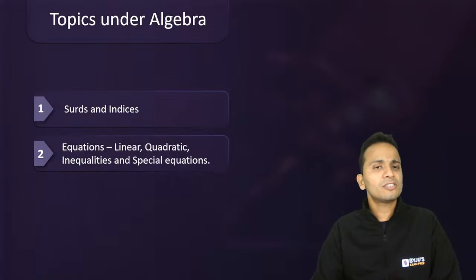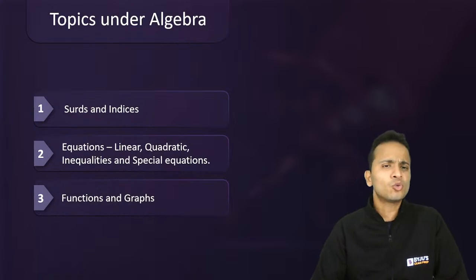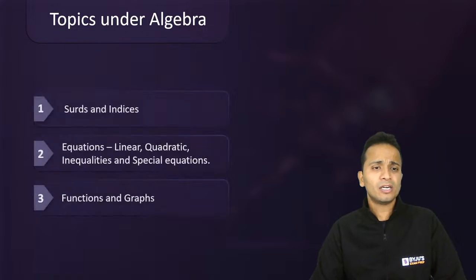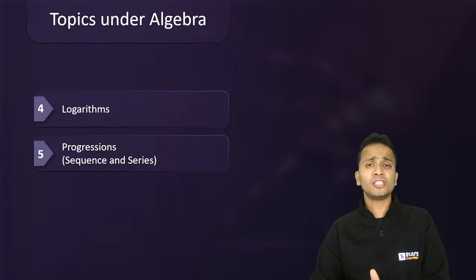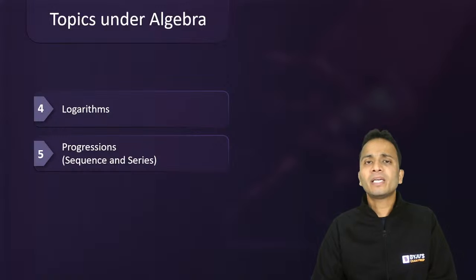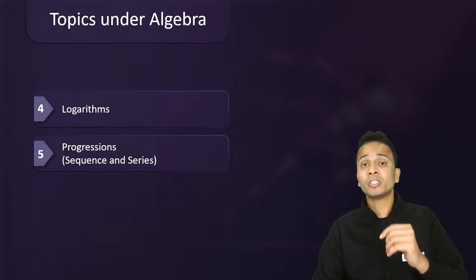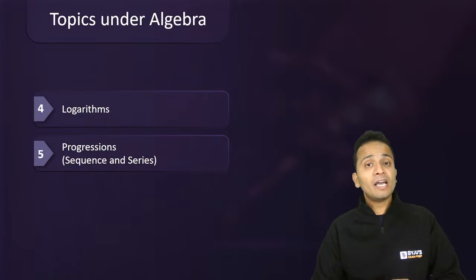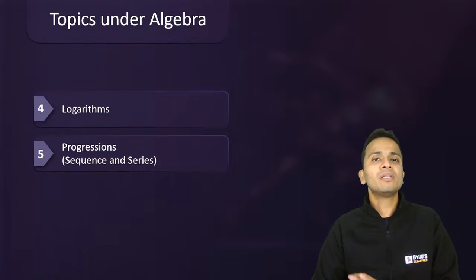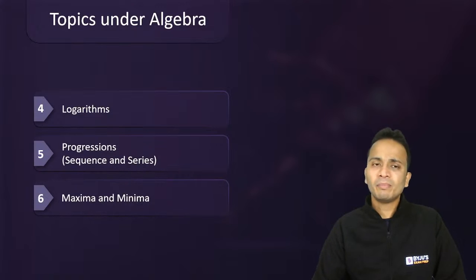Now moving ahead, the topics that come under algebra are surds and indices, equations, both linear and quadratic, and special equations. The third topic is functions and graphs. Next, logarithms and progressions. In progressions, you will find questions from arithmetic, geometric, and harmonic progressions. There may be questions based on arithmetic mean, geometric mean, and harmonic mean as well. In IFT, we have also seen questions appearing from miscellaneous series when it comes to progressions, and then maxima and minima.